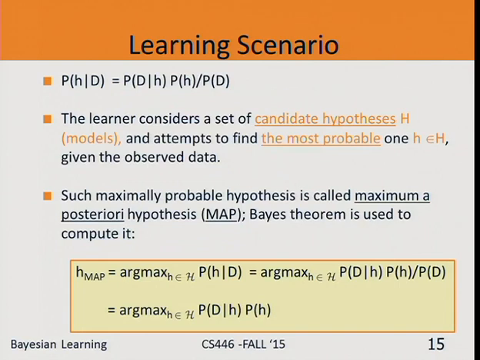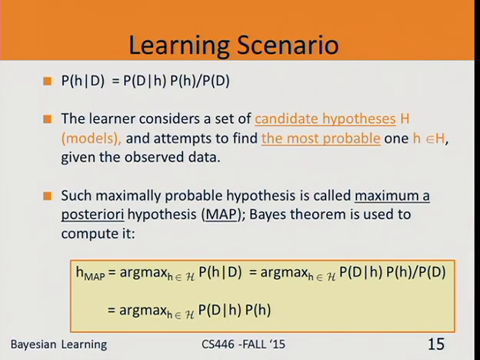Okay, so now that we have Bayes rule, what is the learning scenario that we have? As a learner, we're going to consider a set of candidate hypotheses. Sometimes we're going to call them models, as before. And we want to find the most probable one, given the observed data. We're going to call this maximally probable hypothesis the MAP hypothesis. And Bayes' theorem is used to compute it in the following way.